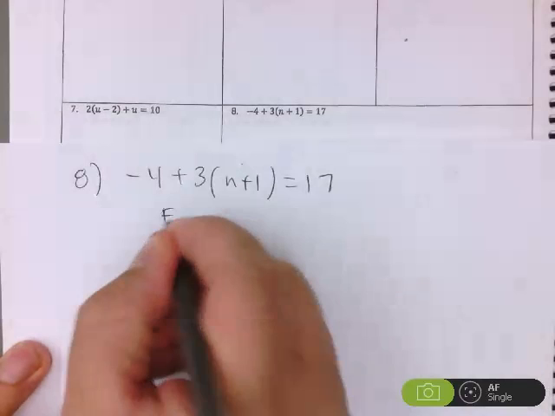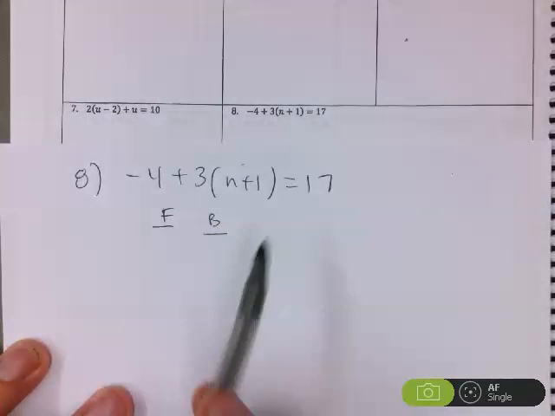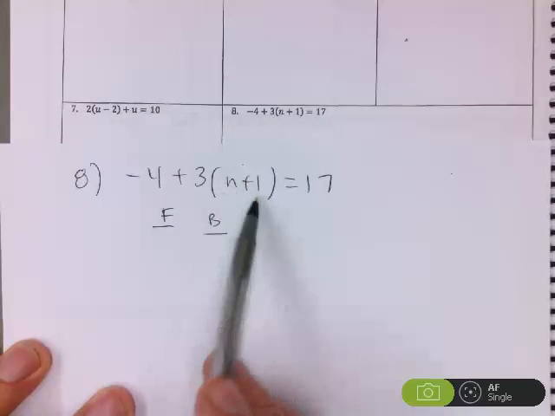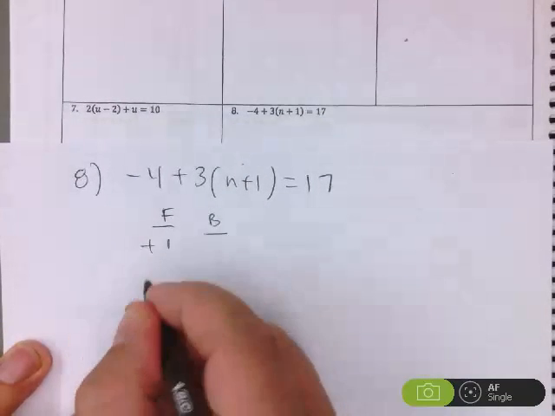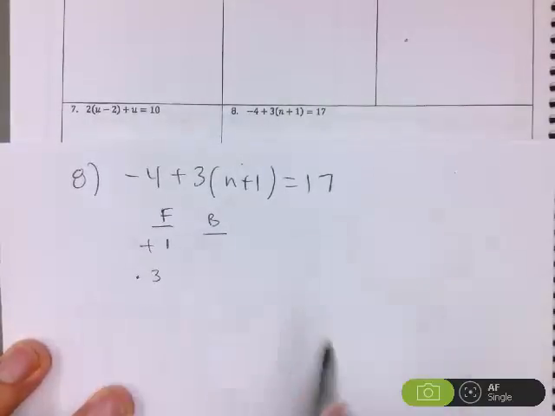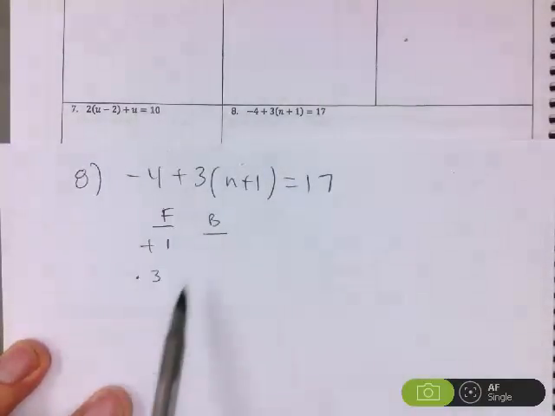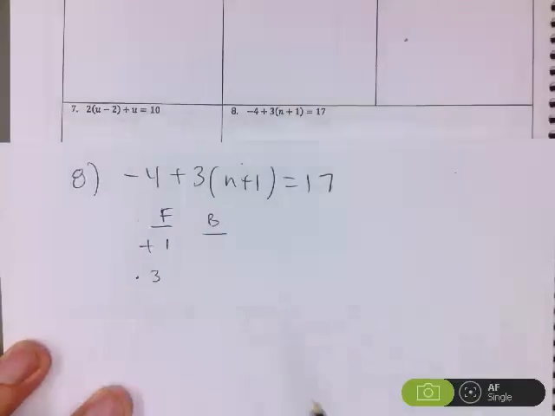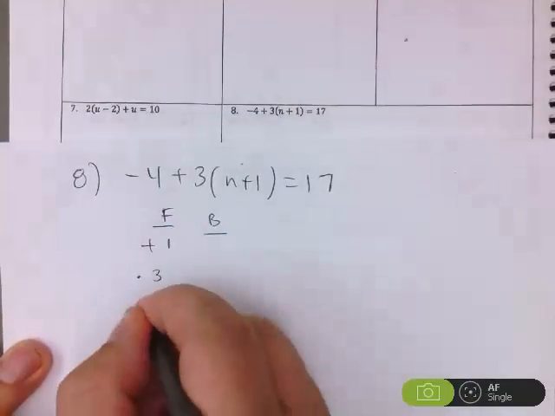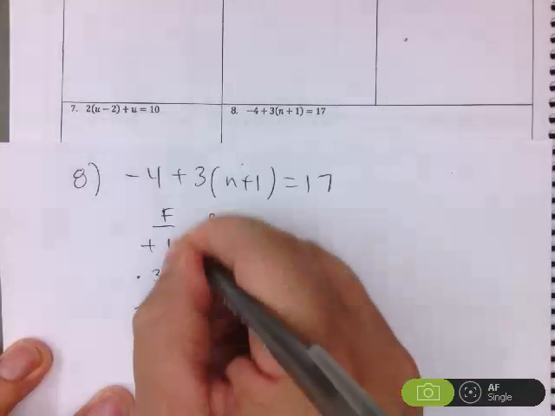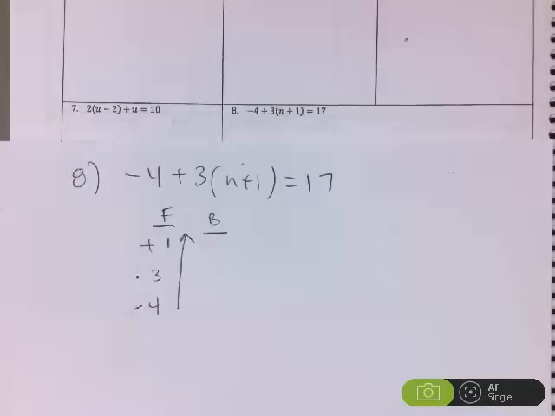Alright, so I'm looking at this. I'm just going to do it now. Forward backward. I'm going to start with my n. I'm going to say plus 1. Then times 3. Then this is going to be the same thing as a takeaway 4. If you want to put plus a negative 4, more power to you, you're going to end up with the same thing. I'm going to just say minus 4.